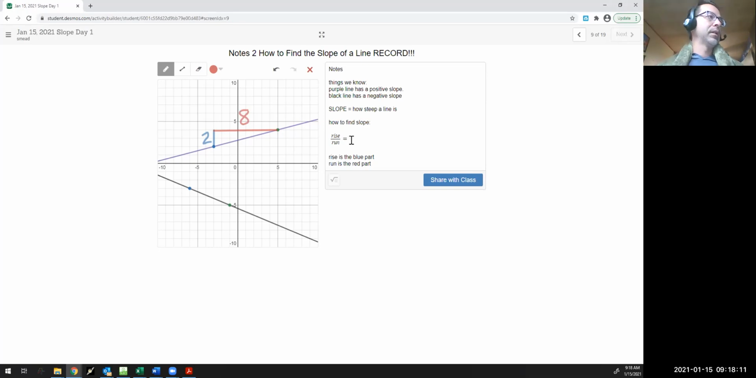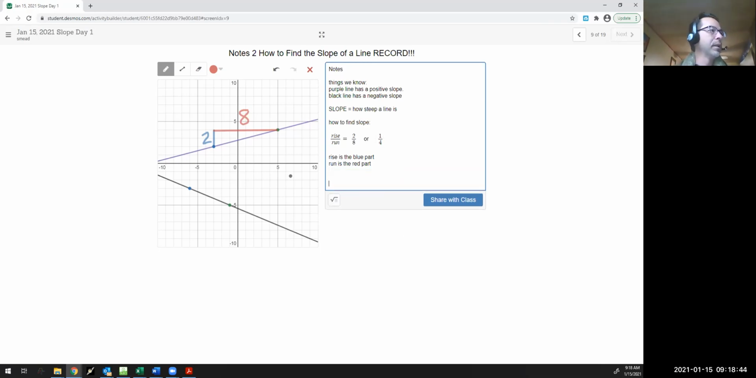8. So then you make a fraction. 2 over 8. Oops. If you want your fraction to look pretty, hit this button right here. Then 2/8. And you can reduce that. Slope always is a fraction. So because it's a fraction, reduce it.